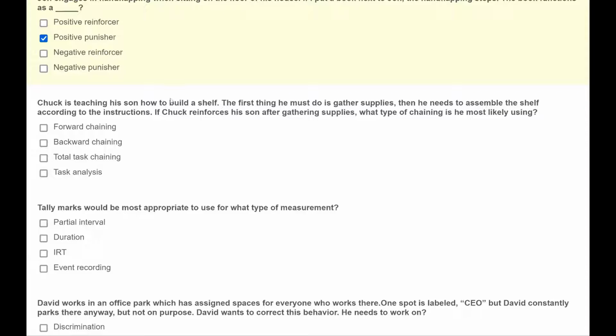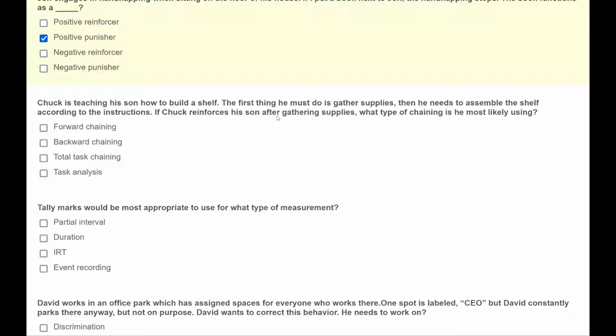In this case, we know Chuck is teaching his son to build a shelf. The first thing he must do is gather supplies. The question asks, if Chuck reinforces his son after gathering supplies, what type of chaining is he using? If we're reinforcing a learner in a task chain after the first step, what type of chaining is that? Well, it's going to be forward chaining, right?